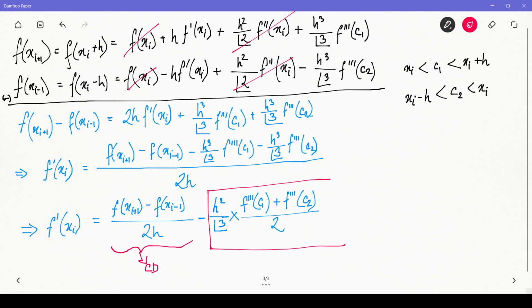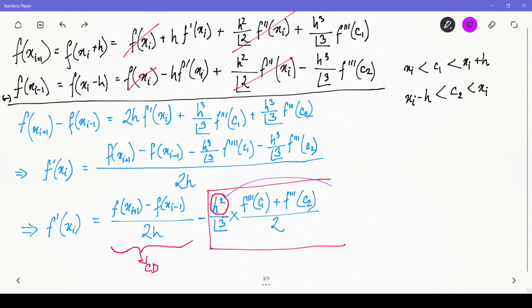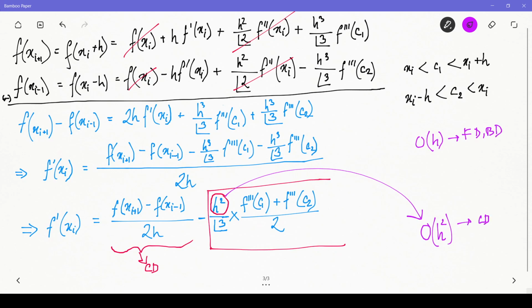You can see that the error has a factor of h square. So we can say that whatever error we incur when we adopt this central difference method will be big O of h square. Another non-intuitive thing is that we are getting big O of h errors for forward and backward difference, but for central difference we're getting a greater order of error.